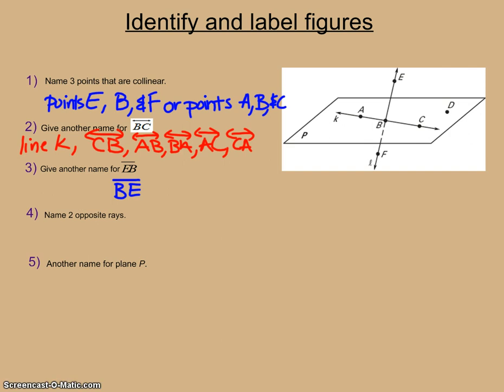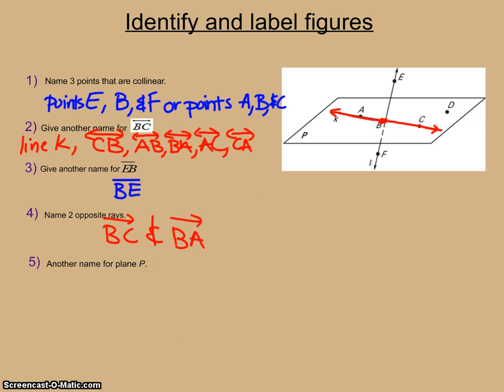Next, two opposite rays. So if we look up here, remember opposite rays have the same endpoint, but then they go on infinitely long in opposite directions. So we need to look and realize there's only B that has the same endpoint and goes in opposite directions through two other points. The first way it goes is through C. So I'm going to make that BC, and look where my arrow goes, making sure my endpoint is at the B and it goes through the C. And my partner with that is going to be going the opposite way through A. So my other ray is BA.